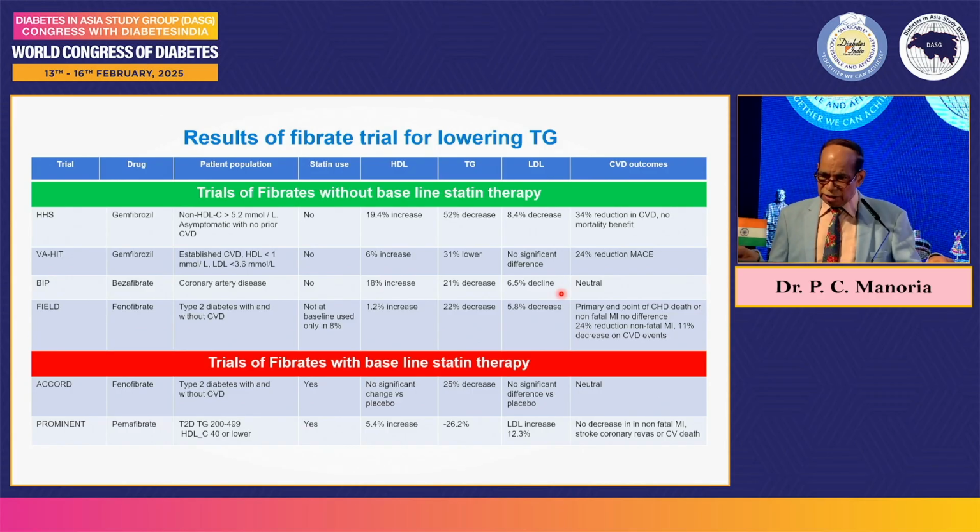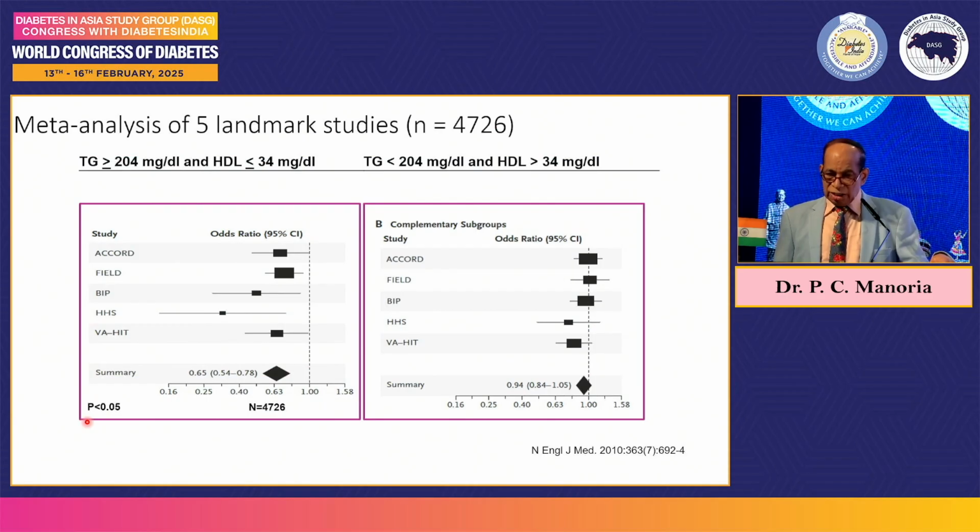At the present state of time, you have to be on a high intensity statin or on a maximum tolerated statin. So when we look at the ACCORD trial, the trial was negative. The diabetologists often show this meta-analysis that in a subgroup of patients with triglyceride 204 and low HDL, there was a benefit. But if you look at the HHS, the BIP trial had no statins, and in the FIELD trial statins were not at baseline. So that is not appropriate.